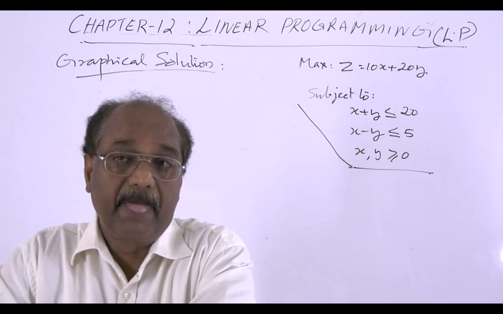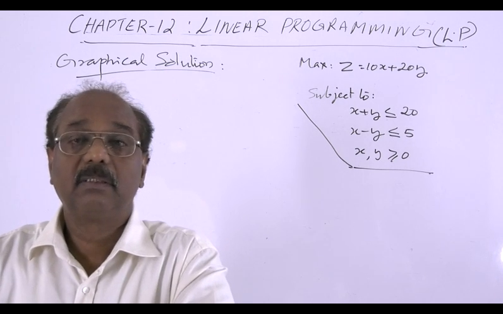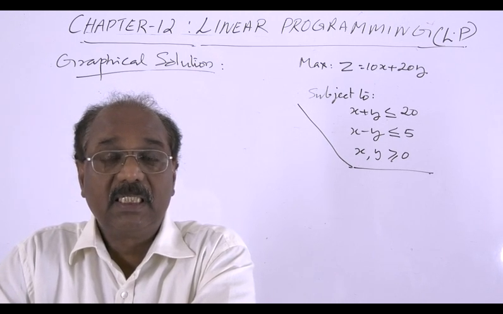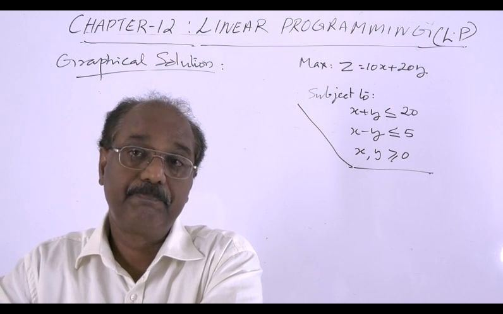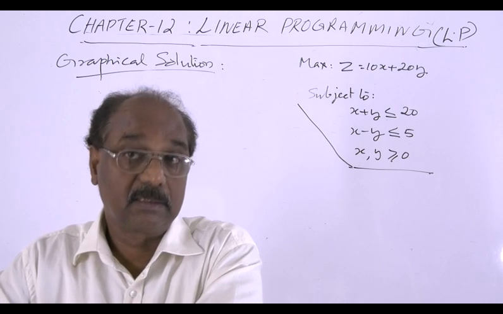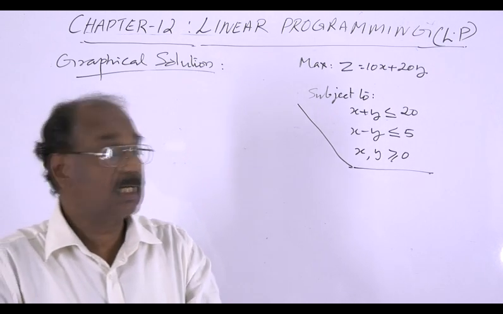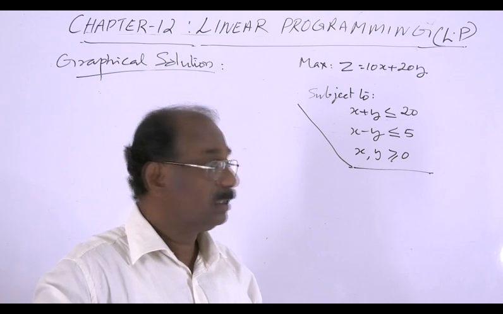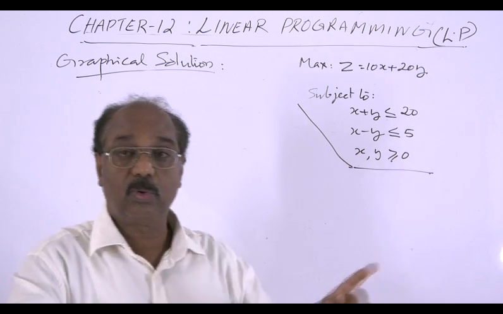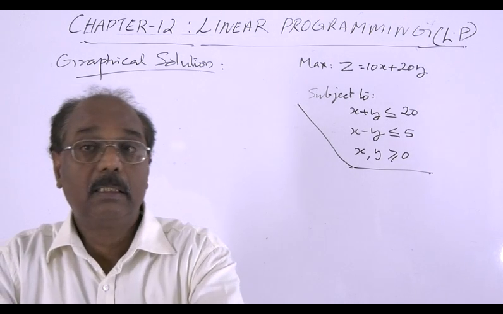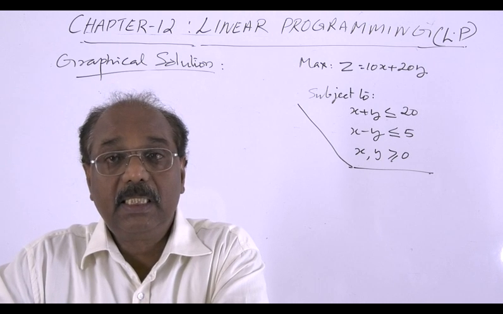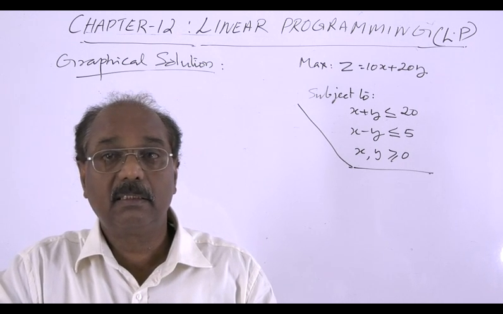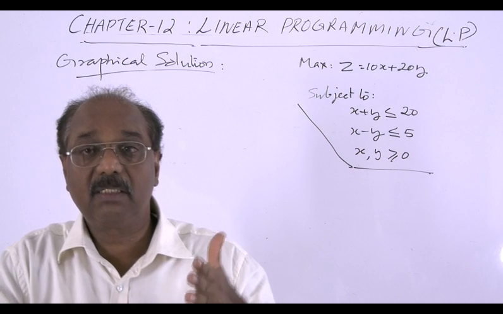So here we have the two decision variables, which are x and y, the objective function, which is z equal to 10x plus 20y, and the four constraints here, which are x plus y less than or equal to 20, x minus y less than or equal to 5, and x, y greater than or equal to 0. Then the first step in the solving process is to identify the feasible region for the constraints.